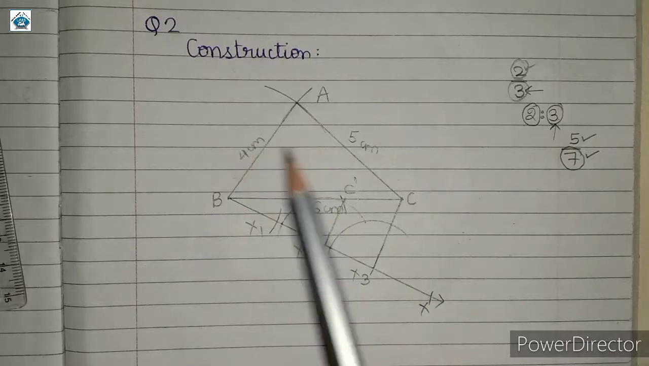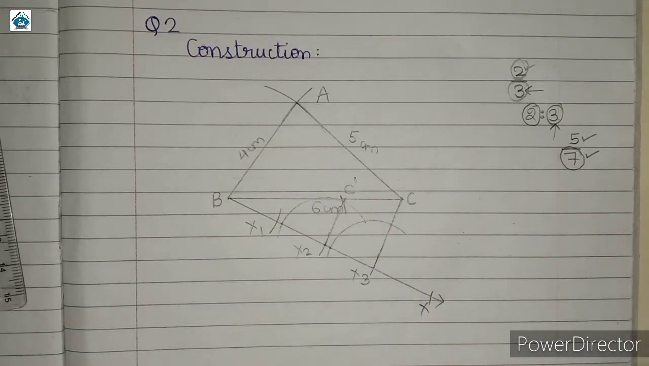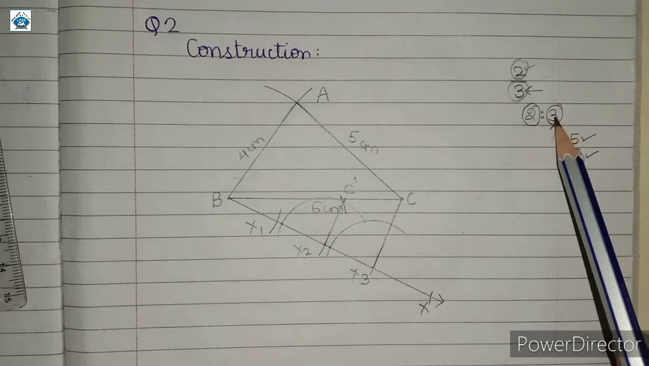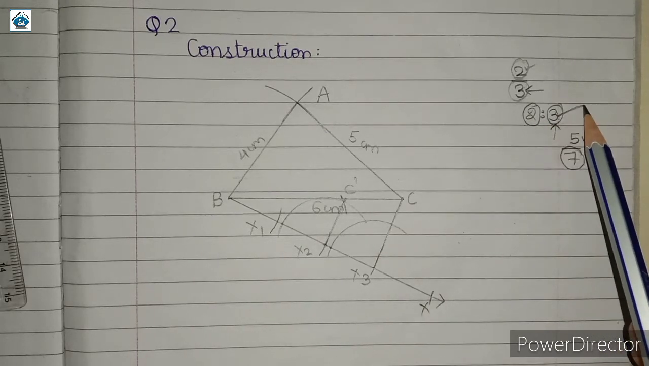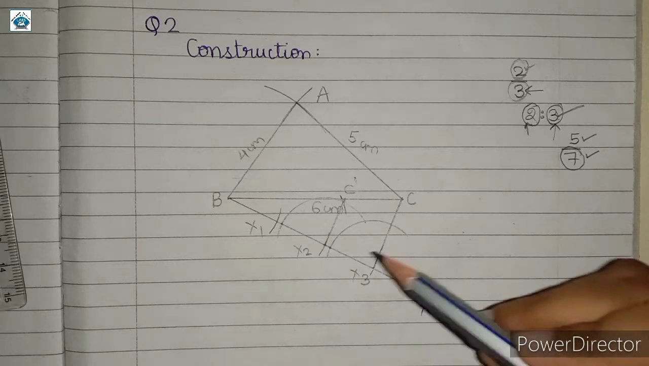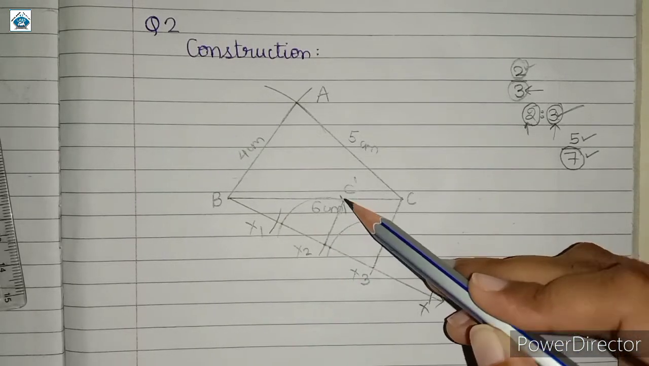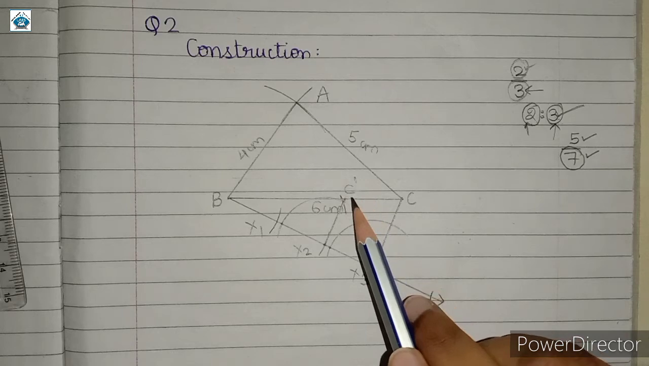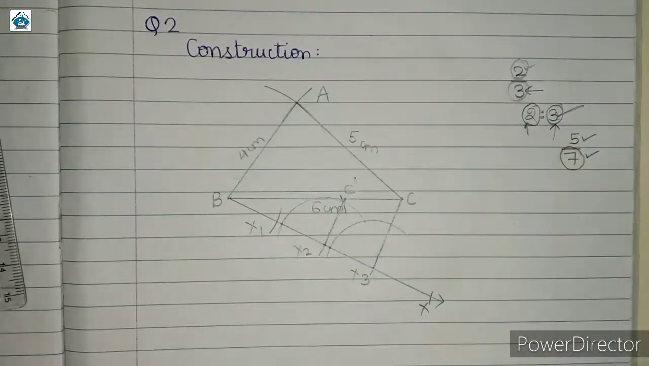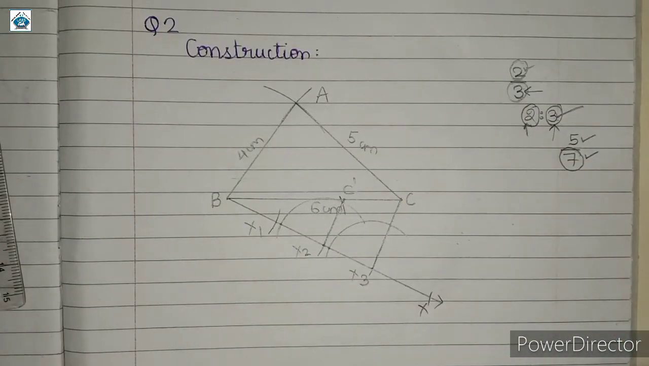We drew a triangle with the given sides, the measurements given to us. Then we drew a ray BX and made 3 divisions, and 3 divisions were made because 3 is the greater of the two numbers. So 3 divisions, and we choose x2 because we have to make 2 out of 3. That is the ratio required for the new triangle. So after drawing a parallel line and getting one point of intersection C dash, from this point we need to draw another parallel line parallel to AC. So repeating the steps for constructing a parallel line.